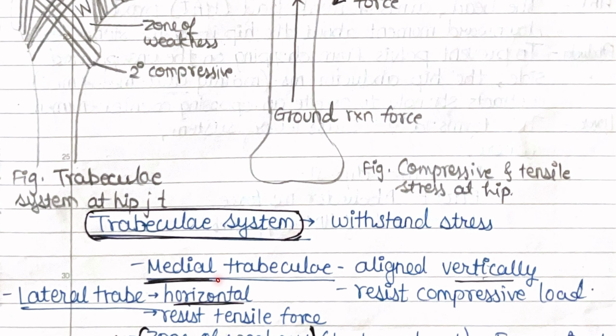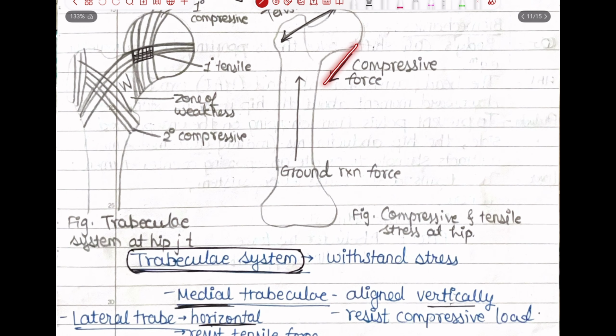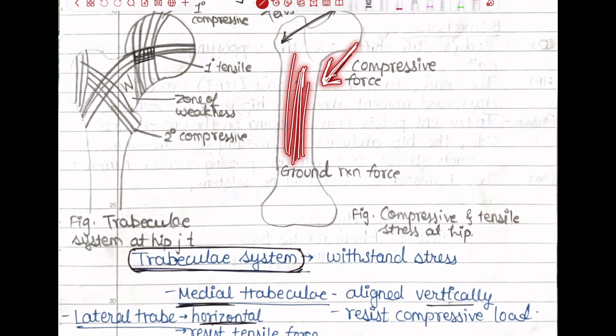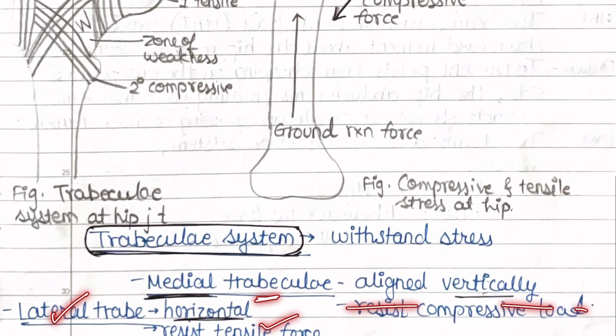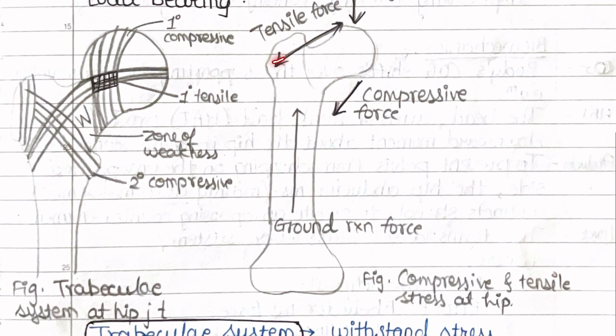Got it? Then there is the medial trabecular system, which is aligned vertically. It resists compressive load. As we can see, compressive force or compressive load comes like this, so to oppose that, the trabecular system should be arranged vertically. The lateral trabecular system is horizontal and it resists tensile force. As we can see, tensile force acts in this direction, so to oppose that, the trabecular system should be in a horizontal direction.